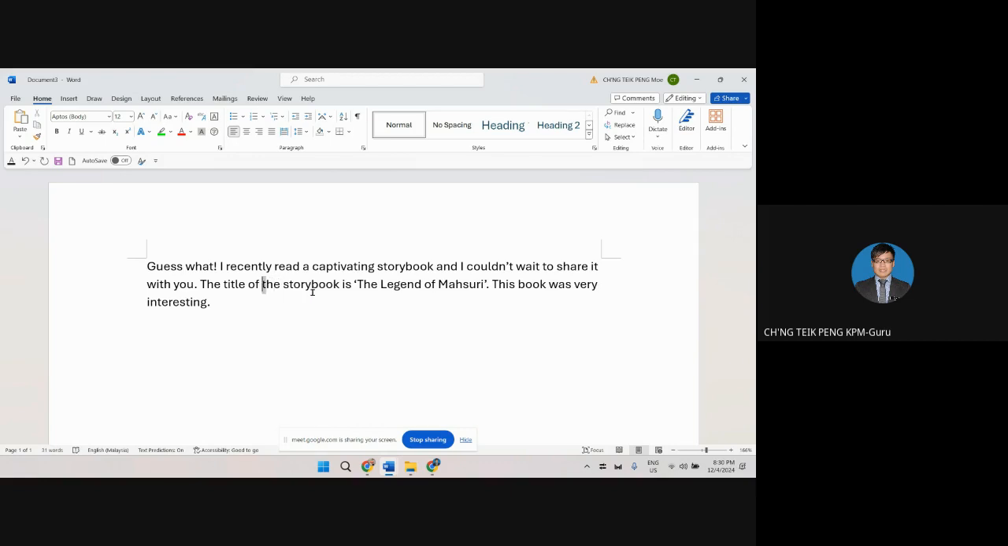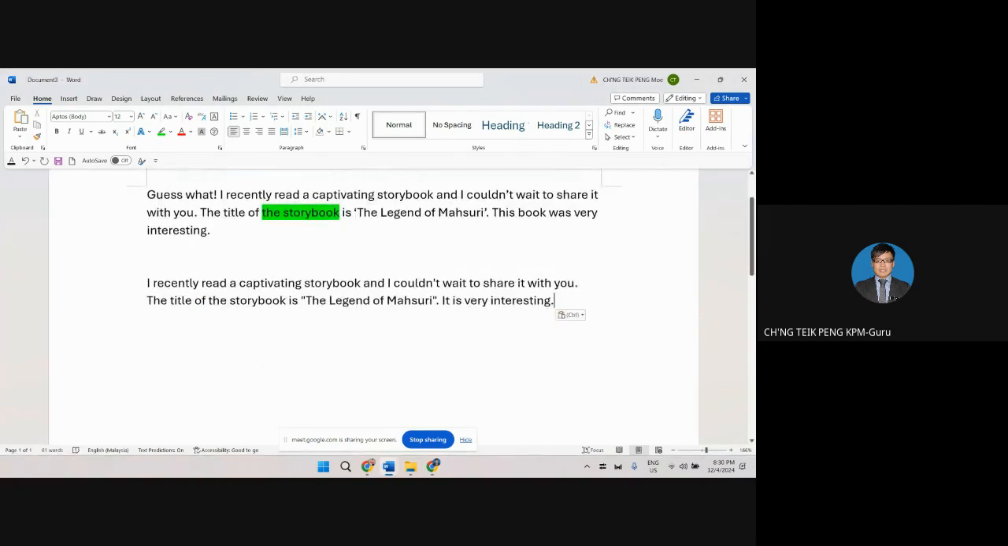Okay, Chang Kun. Storybook is a countable noun, so you have to use the. It's The Legend of Masuri. The book was very interesting. Hang on, yeah. The book was very interesting. Okay, I will accept it. Okay, the rest is fine. Good. Now I'm reading Mingyue's answer.